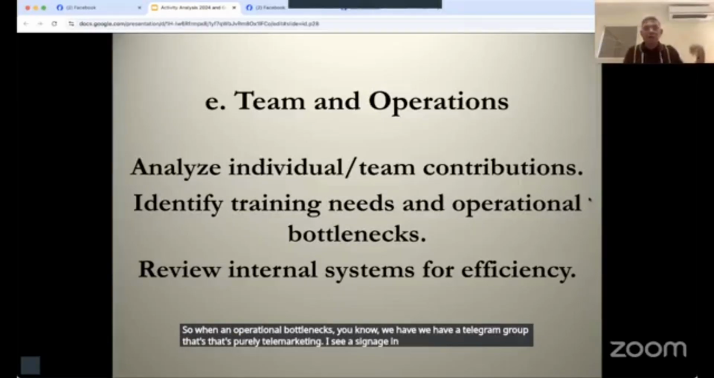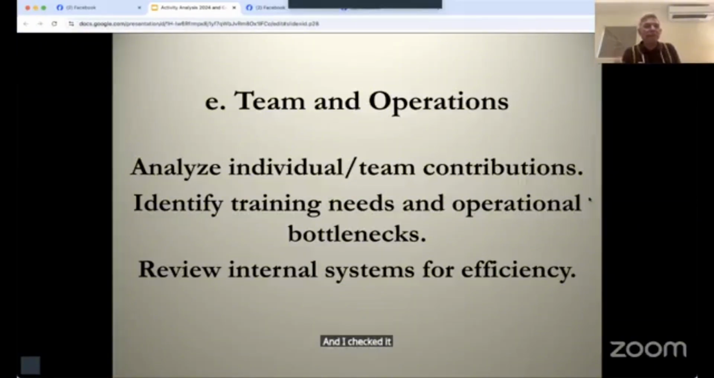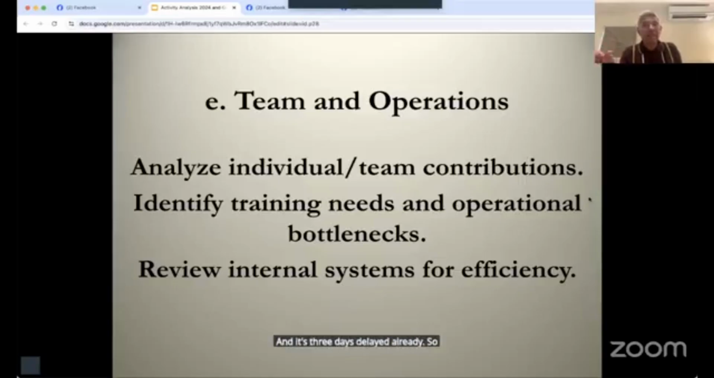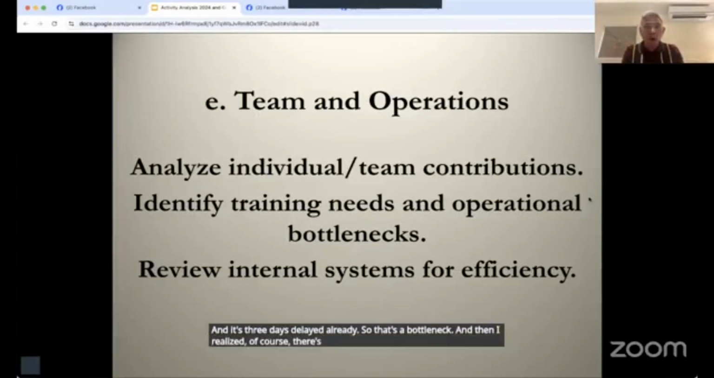I saw some signages here today in Boracay, for sale. So it goes to telemarketing, and I checked it out. Sometimes that's our bottleneck, because what happened to that listing that I want? I want that. I need that. And it's 3 days delayed already. So that's a bottleneck. And then I realized, of course, there's always a reason why, and I'd like to know.